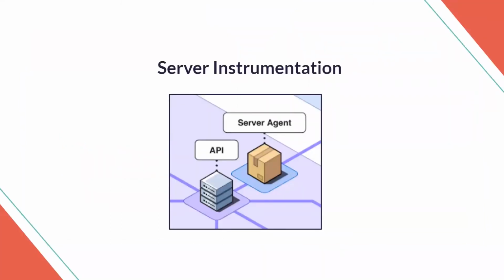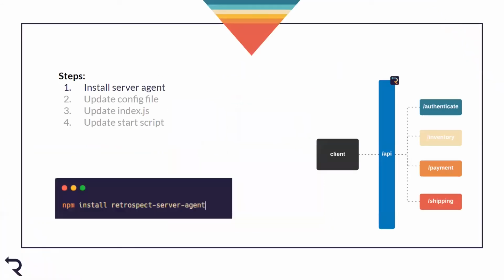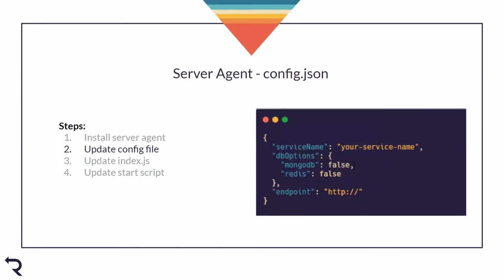To add the client agent to the server side, Bob will have to do 4 steps. Step 1 is to install the server agent on the backend to capture traces. Step 2 is to update the config file here too. Here he will have to update the service name. Then he will have to update the DB options to true if he's going to use a specific database option.